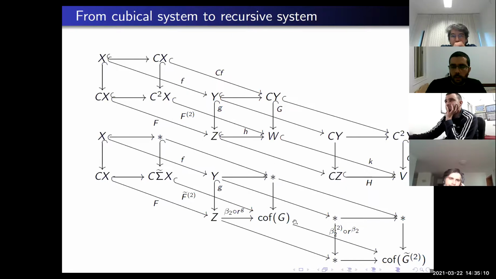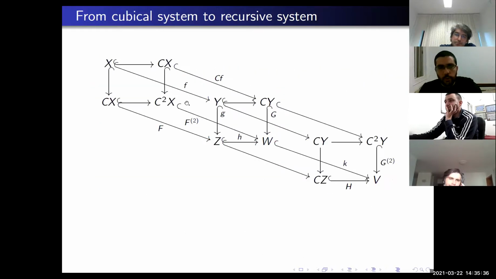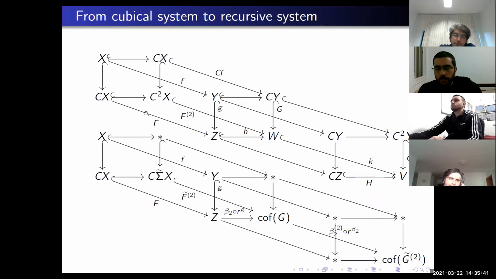And we can get this cofiber. It's exactly the cofiber of this square here. And this is exactly the cofiber of just this, and here it's just the cofiber of this. So we can get a diagram for the recursive Toda system. So from the cubical Toda system, we can get a recursive Toda system, diagrammatically, by applying this.